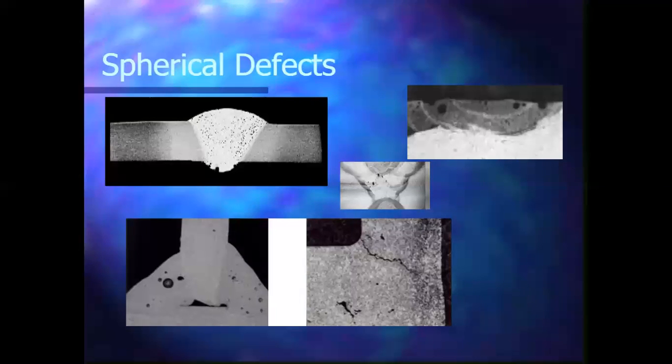Spherical defects, little round things in our weld. So we got gas bubbles, we got porosity, we got all sorts of things in there that we don't want. All bad. Basically, your weld should be 100% weld metal and base metal mixture through and through, with nothing included whatsoever in it.